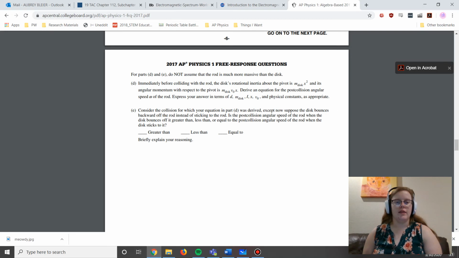Okay. Letter E, consider the collision for which your equation in part D was derived, except now suppose the disk bounces backward off the rod instead of sticking to the rod. Is the post-collision angular speed of the rod when the disk bounces off of it greater than, less than, or equal to the post-collision angular speed of the rod when the disk sticks to it?